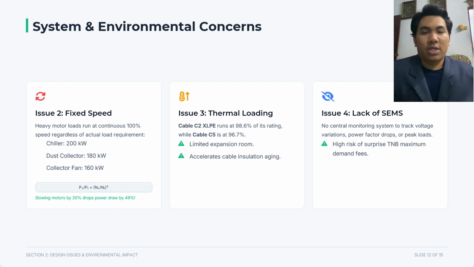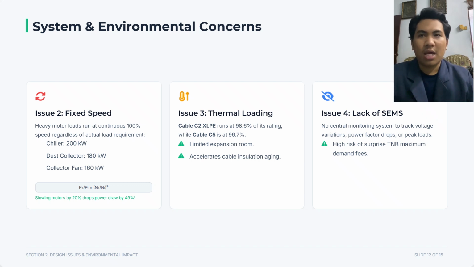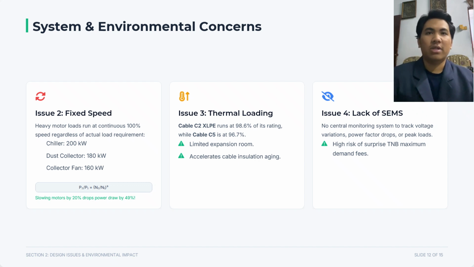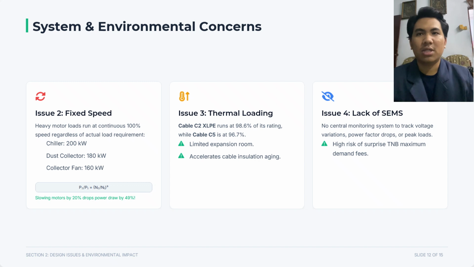Let me continue with the remaining issues. The affinity law shows that for fans and pumps, power consumption is proportional to the cube of speed. At 100% speed, power use is 100%. At 80% speed, power use drops to 51%, which is saving 49%. At 60% speed, power use drops to 22%, saving 78%. This demonstrates the large potential for energy saving with variable speed drives.